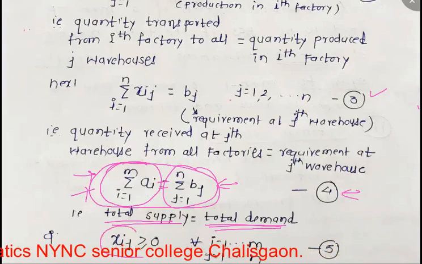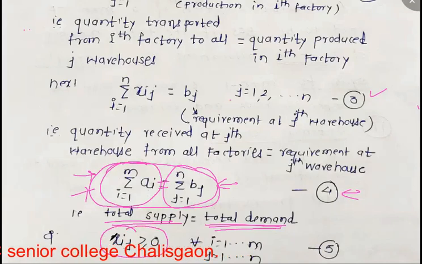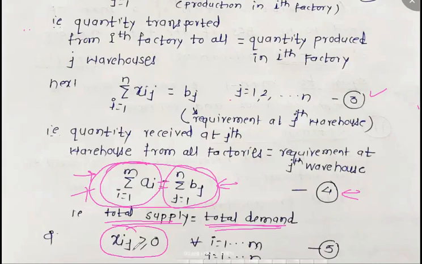And these are called non-negativity constraints or non-negativity restrictions. What is xij? Quantity of goods transported from the ith factory to the jth warehouse. So this quantity cannot be a negative number. Quantity transported is always positive or zero.